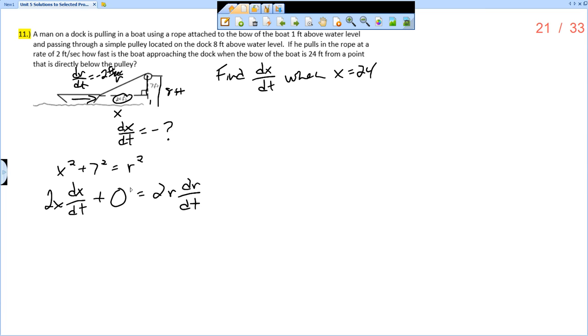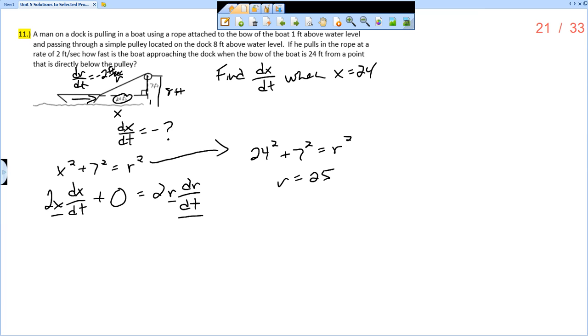Now we want to plug in the values that we know. We know dr/dt. We want to find dx/dt. We know x, but we don't know r. So this is where we need to use the Pythagorean theorem. We know that x is 24, so 24 squared plus 7 squared equals r squared. So r ends up being 25.